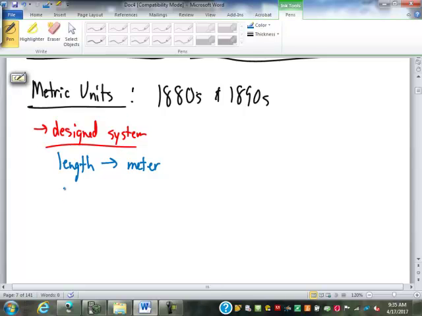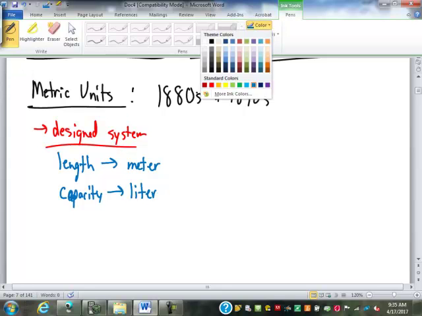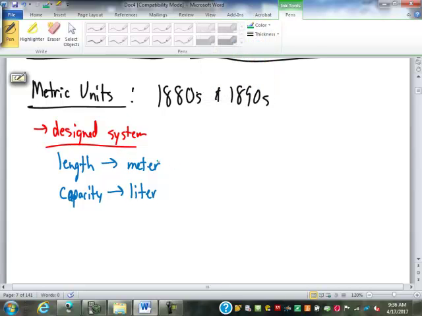For capacity, they use a liter. Again, a liter was just a unit they developed. And actually, there is a link between length and capacity here. We'll talk about that in a little bit.